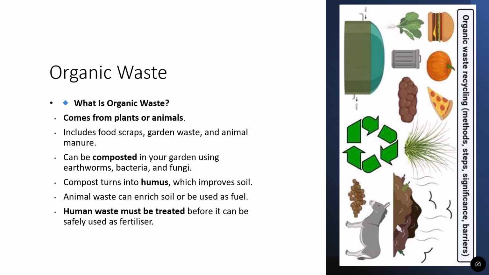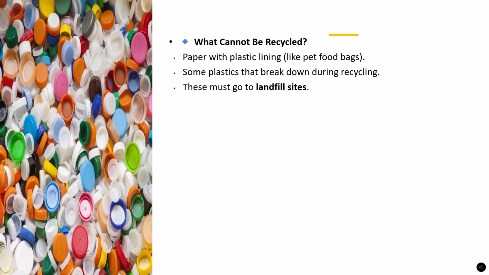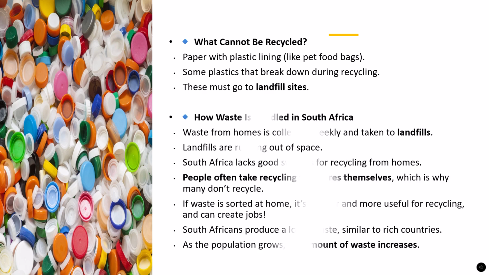Animal waste can also improve soil quality, but human waste cannot. It has to be treated first before you can use it as a fertilizer. Things that cannot be recycled is basically paper with plastic linings inside, like your food pet bags, and some plastics that cannot be broken down during recycling. So these must go to a landfill site and be disposed of properly. How can waste be handled in South Africa?